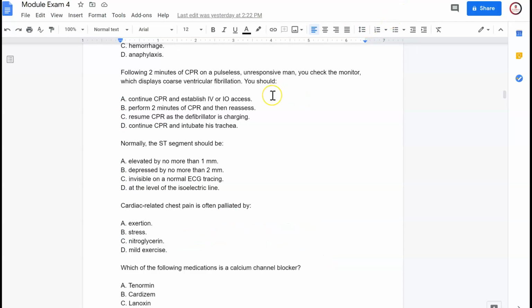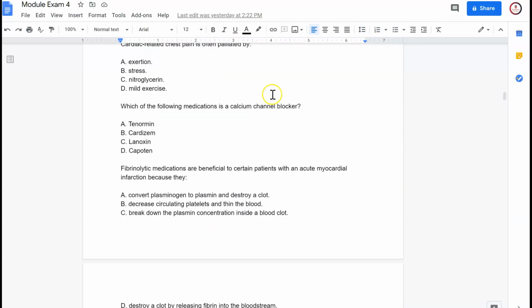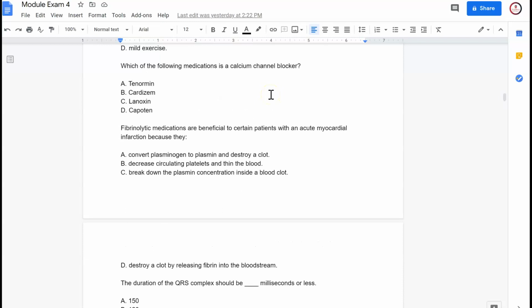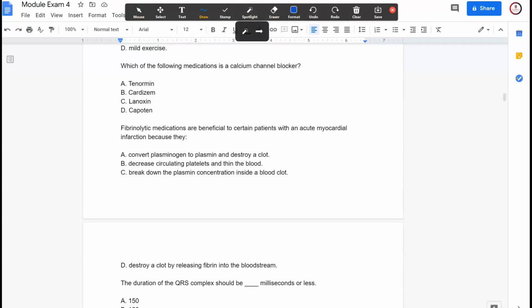All right, on a roll now. Which of the following medications is a calcium channel blocker, right? And this you should just know straight up off the bat because it's also part of your protocols, and that's cardiology. Okay, it should also be like the only familiar medication on this list.